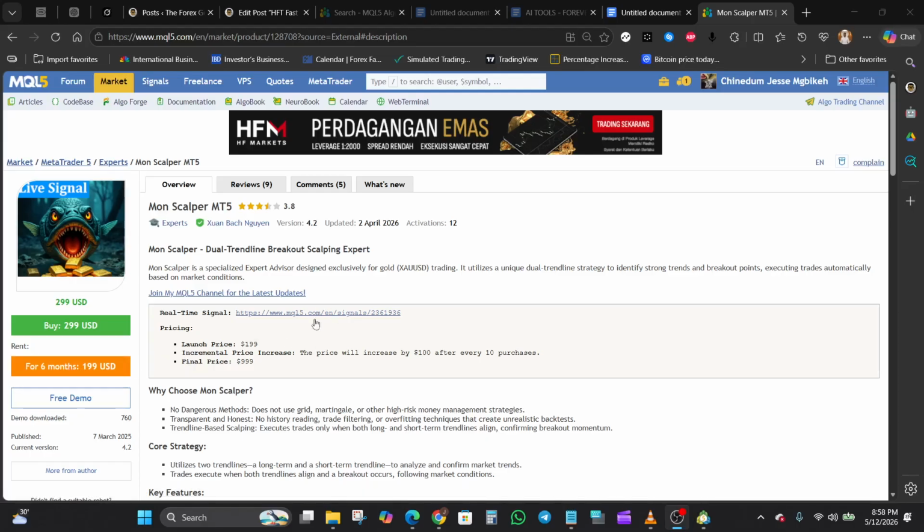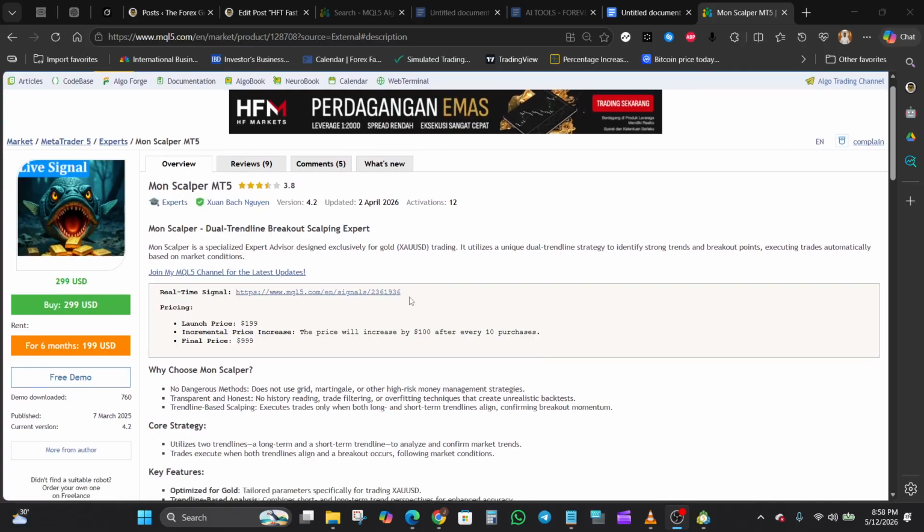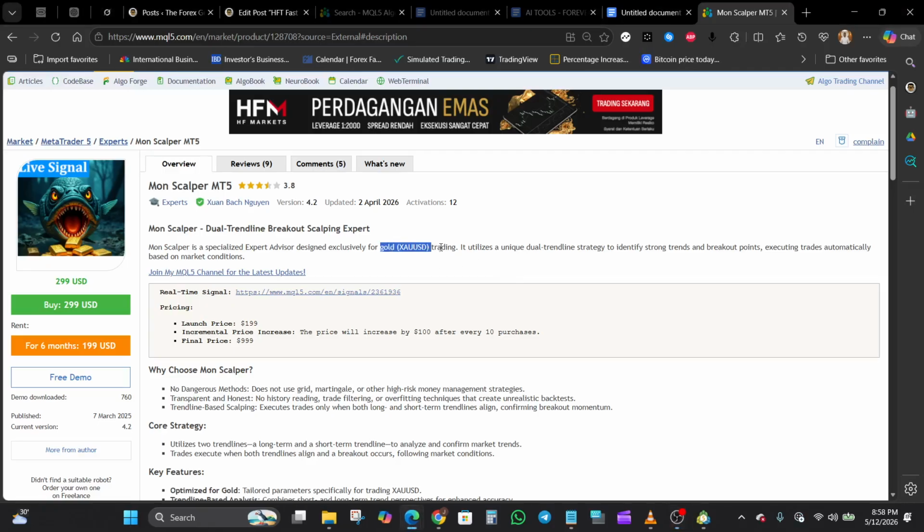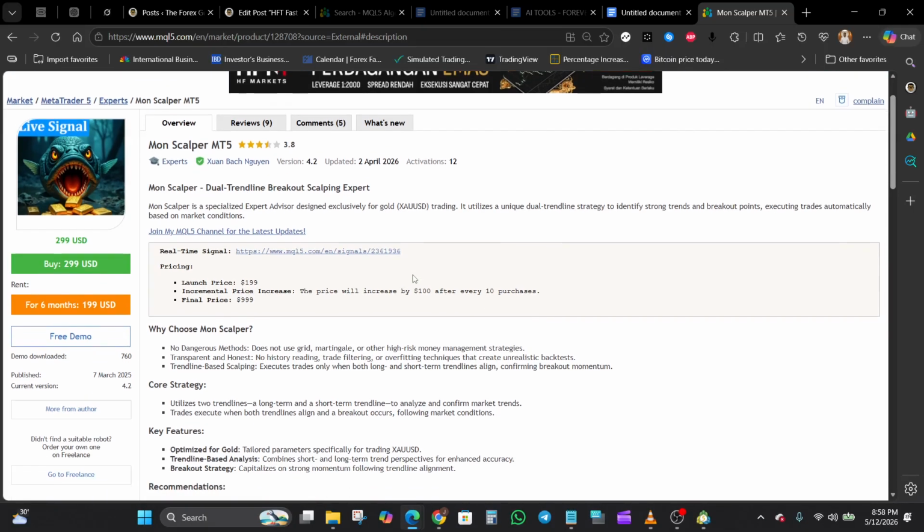Right away on the marketplace page, the developer describes Mon Scalper as a dual trend line breakout scalping system. It is designed specifically for XAUUSD trading. The EA is currently on version 4.2, updated in April 2026. And according to the information here, the strategy is built around identifying breakout momentum only when both short-term and long-term trend lines align in the same direction.